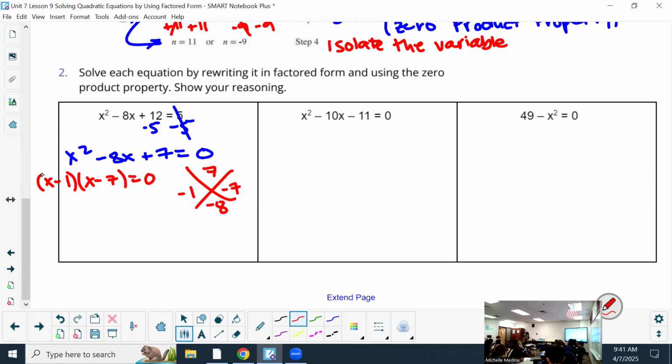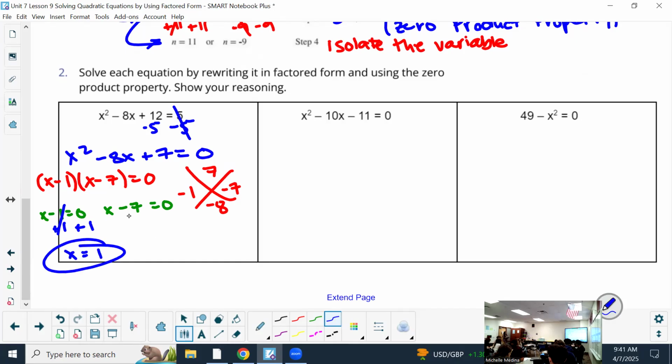To get your solutions now, you have to set each factor equal to 0, or you could just remember the pattern we've done since unit 6, but set each factor equal to 0 and isolate the x. So in the first one, I'm adding 1 to both sides to get the x alone. So one of our solutions is a +1. And then over here, I'm adding 7 to both sides to cancel out this -7. My other solution is 7. Good.